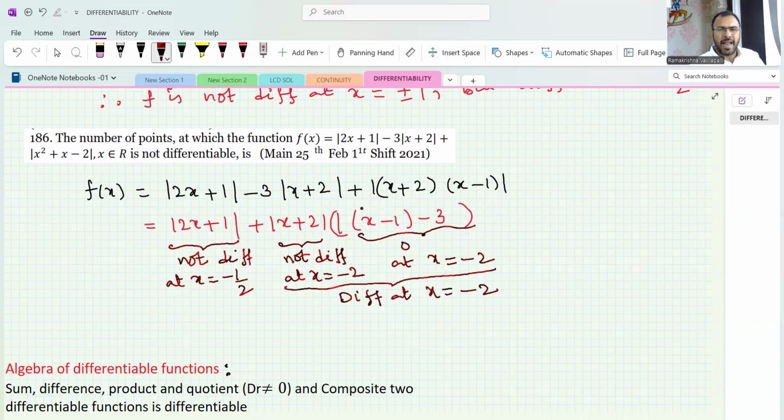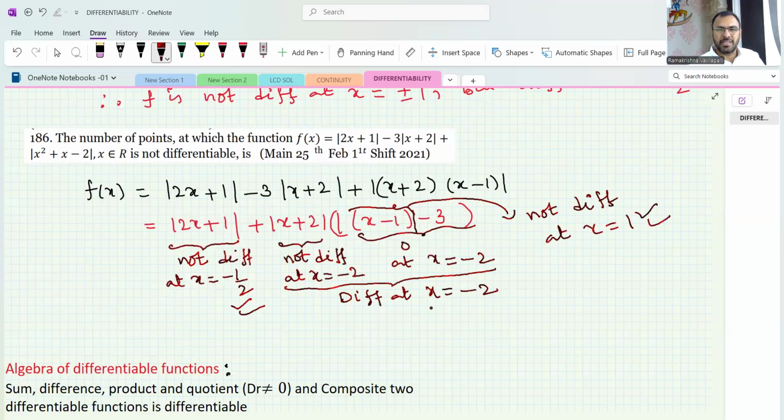And modulus of x minus 1 is not differentiable at x equal to 1. So there are only two non-differentiable points, that is 1 and minus half, but it is differentiable at x equal to minus 1 by 2.